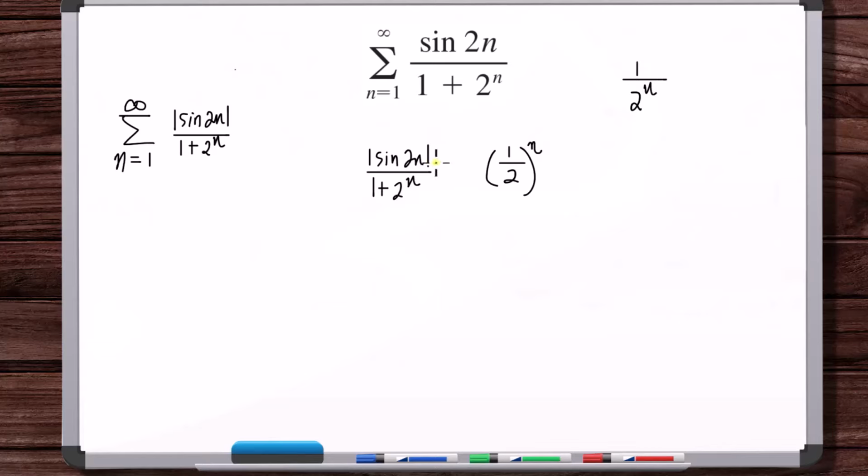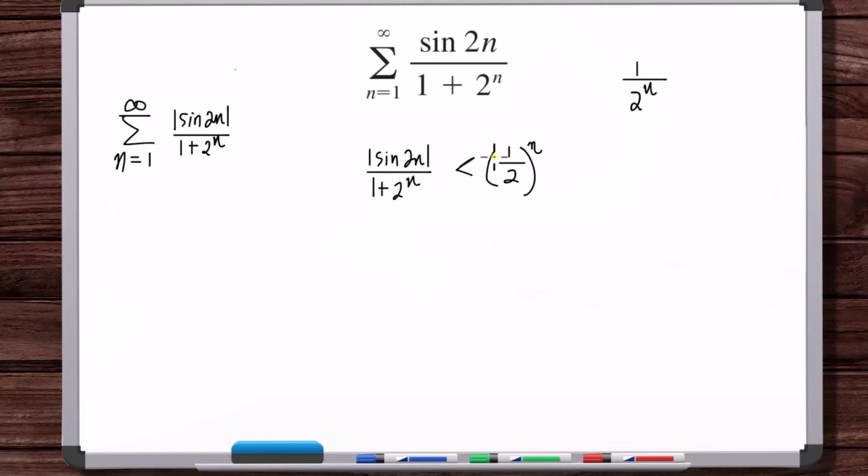Now, if all things were equal, this would be bigger than this if we had an absolute value sine of 2n in the numerator. But we don't have a sine of 2n, but the absolute value of sine of 2n is never going to be bigger than this, right? So that means this is definitely going to be bigger.